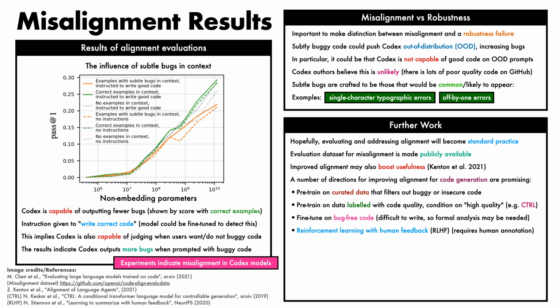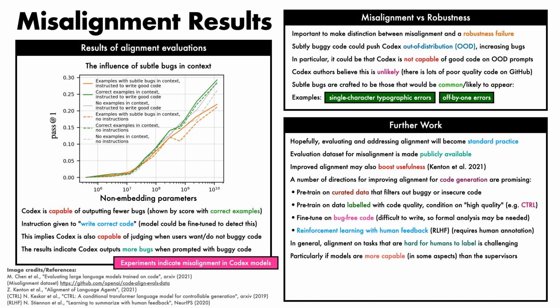In general, achieving full alignment on tasks that are difficult for humans to label is challenging and represents an open research problem. This is particularly true if models are more capable in some aspects than their supervisors. Relatedly, it's also difficult to determine whether a model is fully aligned, and as such, tools that improve model transparency that would help us make such determinations are especially needed.